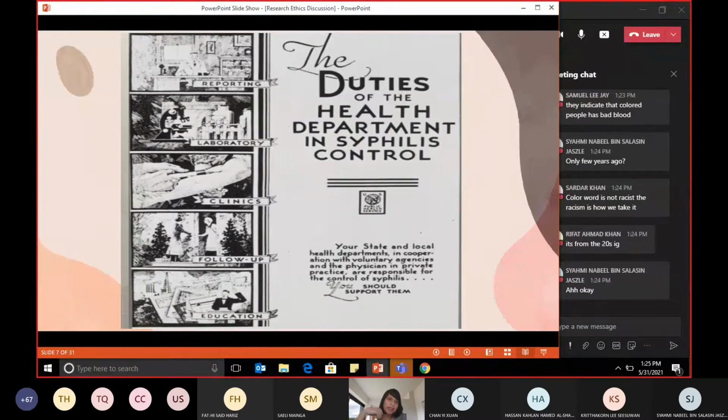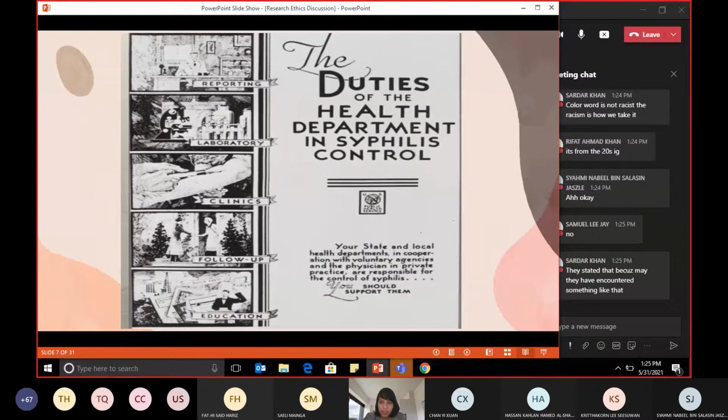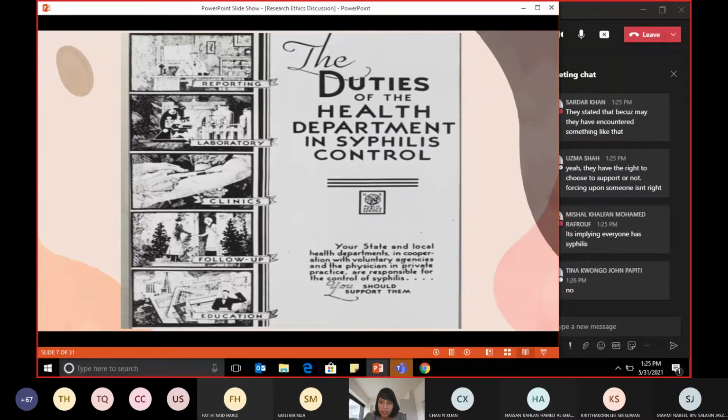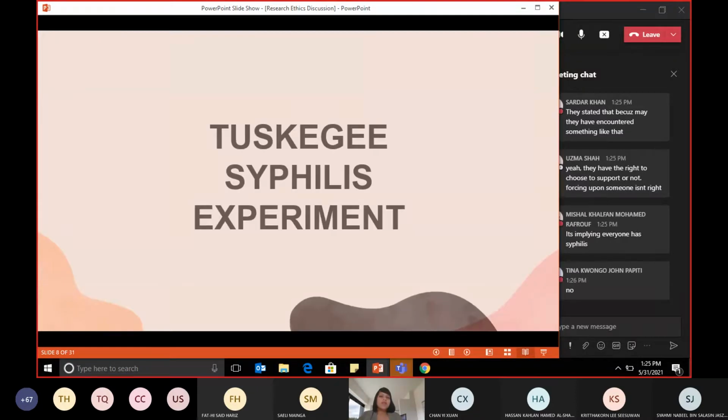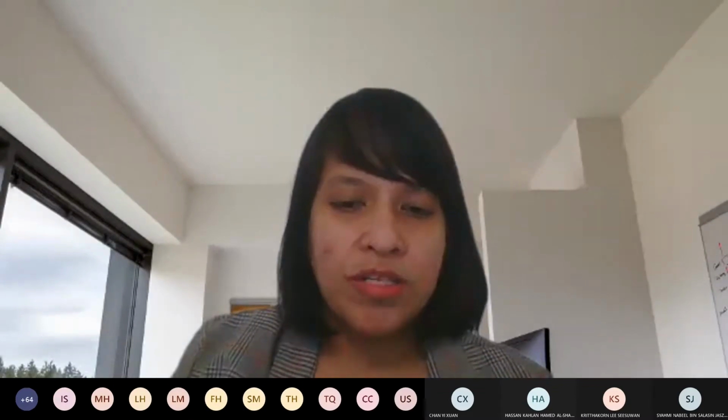They do this because they do not really state that people are given options. The people were not given options, and it should be a cue that everyone has syphilis. Now, this is a story about the Tuskegee syphilis experiment. It happened around 20, 30 years ago, or maybe more than that, but I will share with you the video. Let's watch and observe what happened, and what is so unethical about this study.